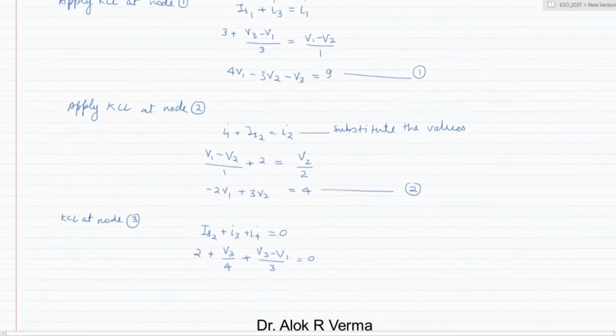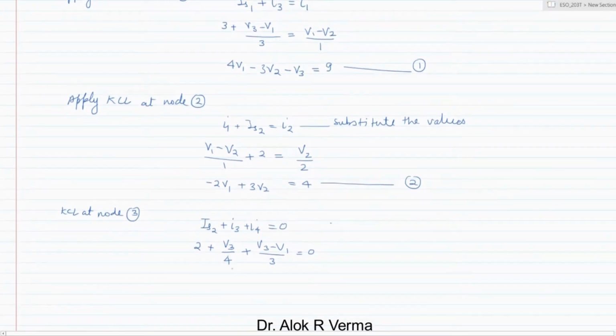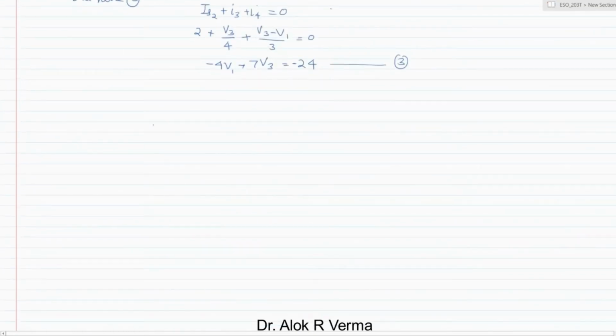So now if we collect the terms, minus 4V1 plus 7V3 is equal to 24 with a negative term. So this is equation number 3. Now we have 3 unknowns, V1, V2, V3, and 3 equations, 1, 2, 3. So we can solve it for V1, V2 and V3. But we can do it by an alternative method.